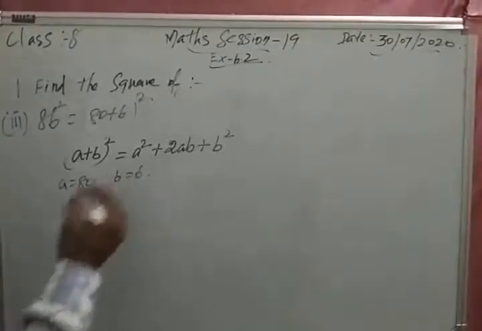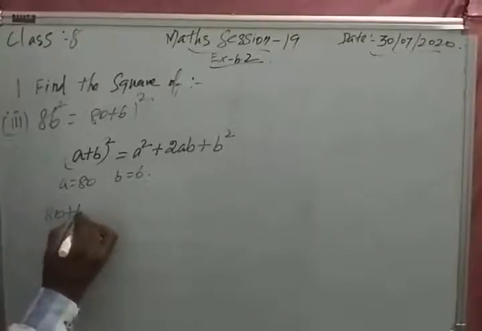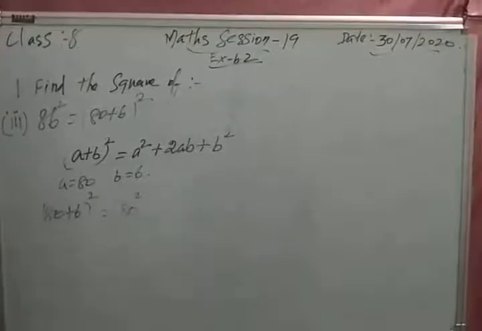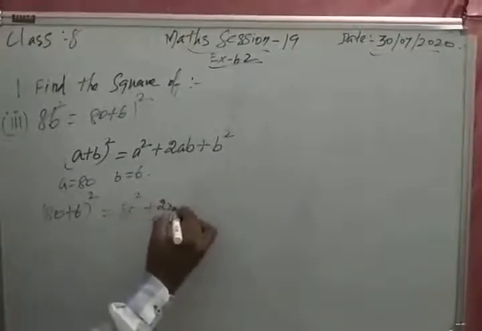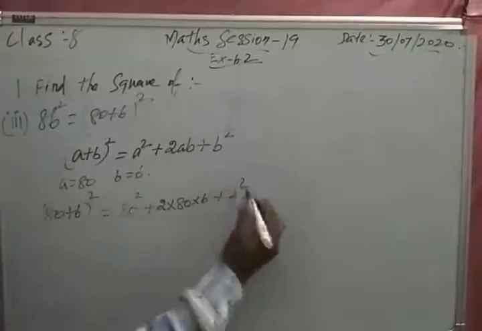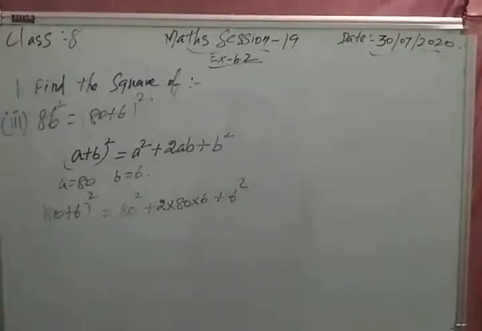So what can we do? We can just substitute the values. 80 plus 6 the whole square is equal to 80 square plus 2 multiplied by 80 multiplied by 6 plus 6 square.